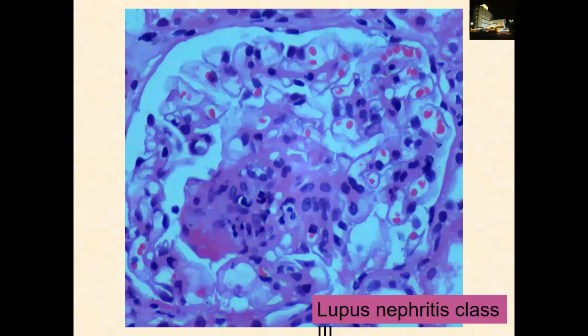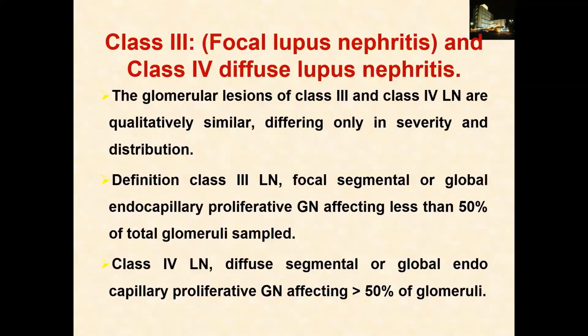The glomerular lesions of class 3 and class 4 lupus nephritis are qualitatively similar, differing only in severity and distribution. Class 3 lupus nephritis is defined as focal segmental or global endocapillary proliferative GN affecting less than 50% of the total glomeruli sampled. Class 4 lupus nephritis is diffuse segmental or global endocapillary proliferative GN affecting more than 50% of the glomeruli.